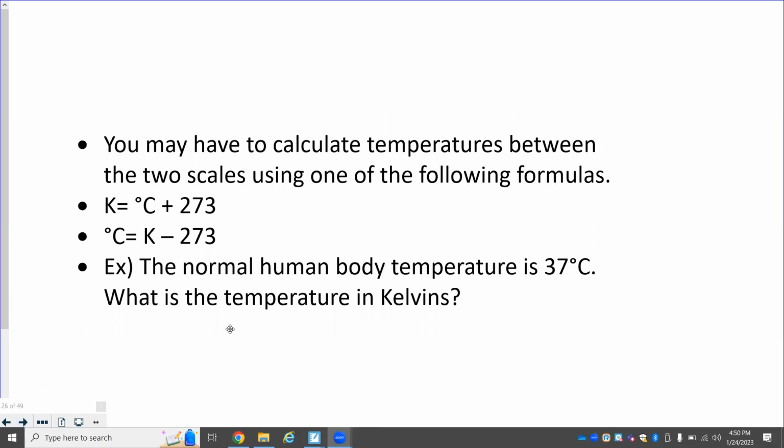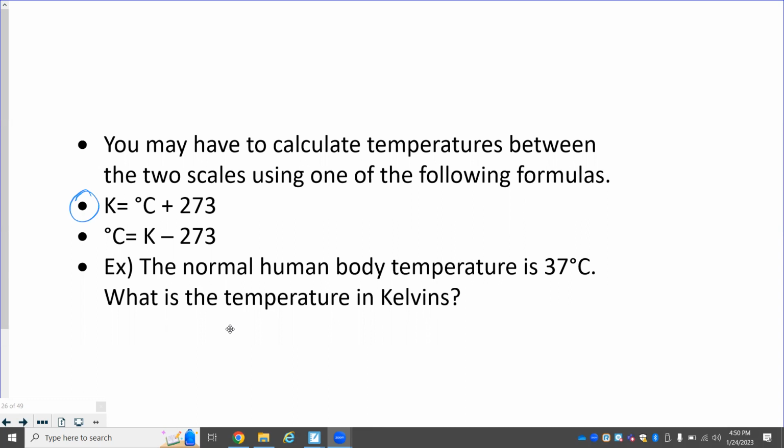So we are going to have to convert between temperatures. You do not have to deal with Fahrenheit. You're only going to have to convert between Celsius and Kelvin. And this is using this formula that is on your reference sheet. So in order to get temperatures in Kelvin, you're going to take the temperature in Celsius and add 273. To go the other way, you would simply subtract 273.